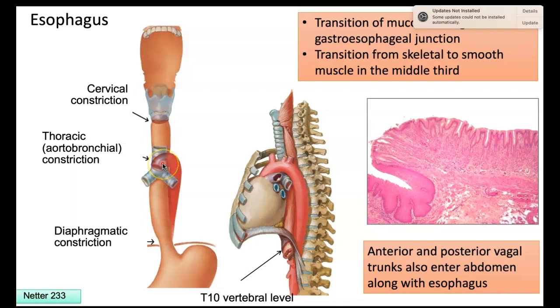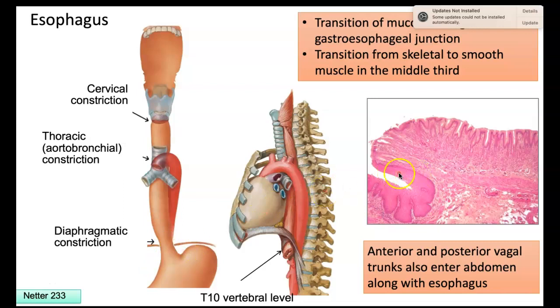Now, 2 transitions are important for you to remember here. One is the transition from the skeletal muscle that forms the upper part of the esophagus to the smooth muscle that forms the lower part of the esophagus. Another important transition, which is histological, microscopic, so you will not see it in gross anatomy, is at the junction of the esophagus with the stomach. We call it the gastroesophageal junction.